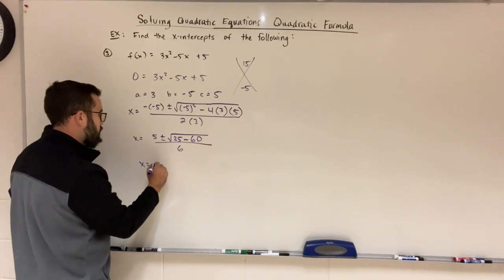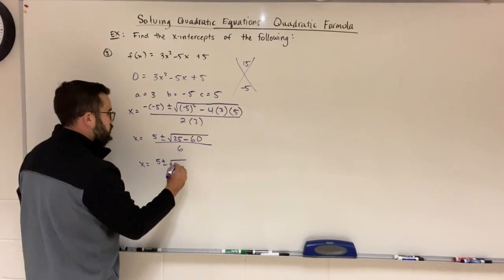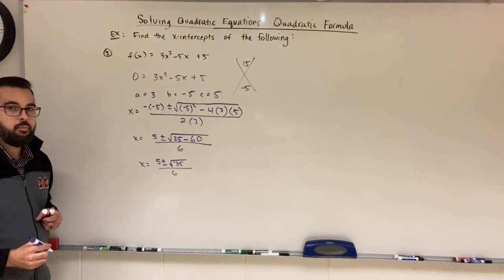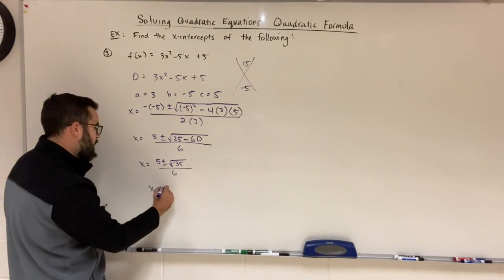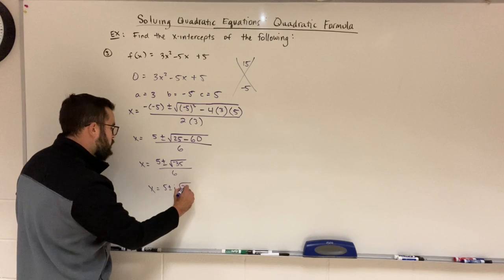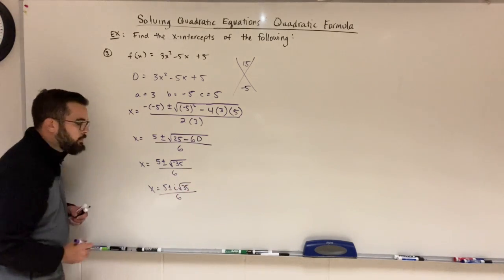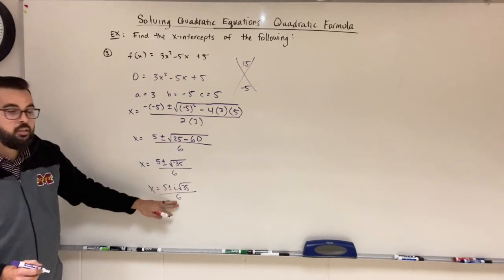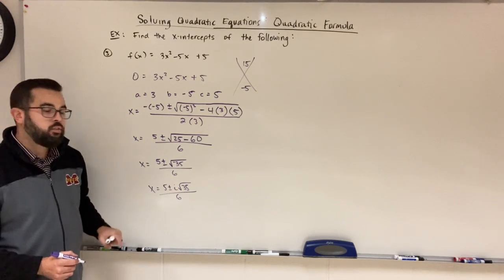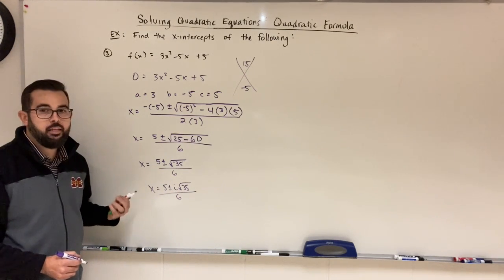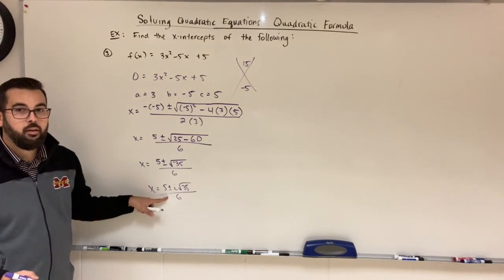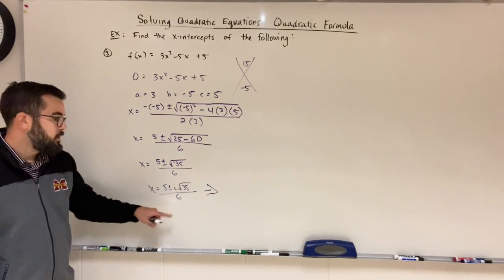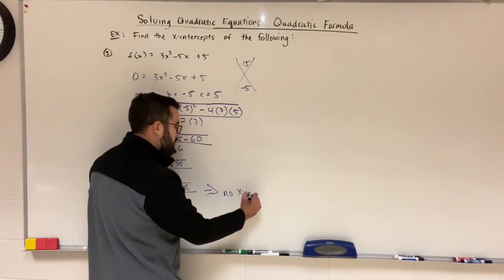And I get x is equal to 5 plus or minus the square root of negative 35 over 6, which simplifies to 5 plus or minus i square root 35 over 6. Now, the question asks for the x-intercepts. This is a complex number because of that i. So, can we put that on the xy plane? And the answer is no. This will not show up on the xy plane. So what does that mean as far as our x-intercepts? Well, this tells us that there are no x-intercepts.